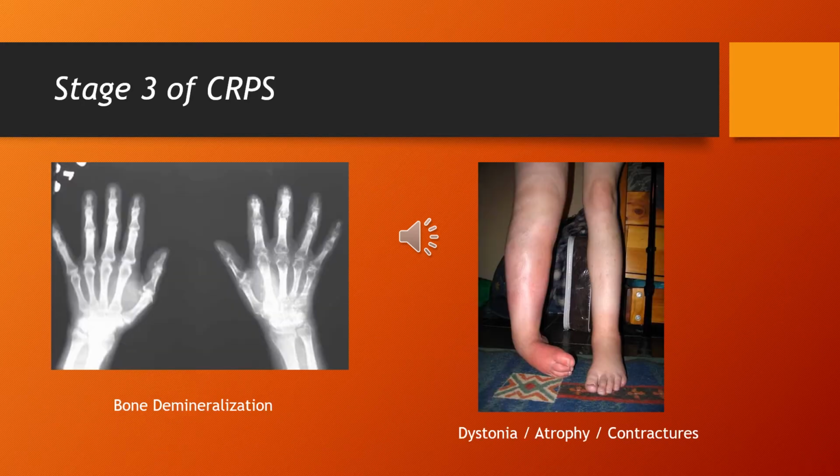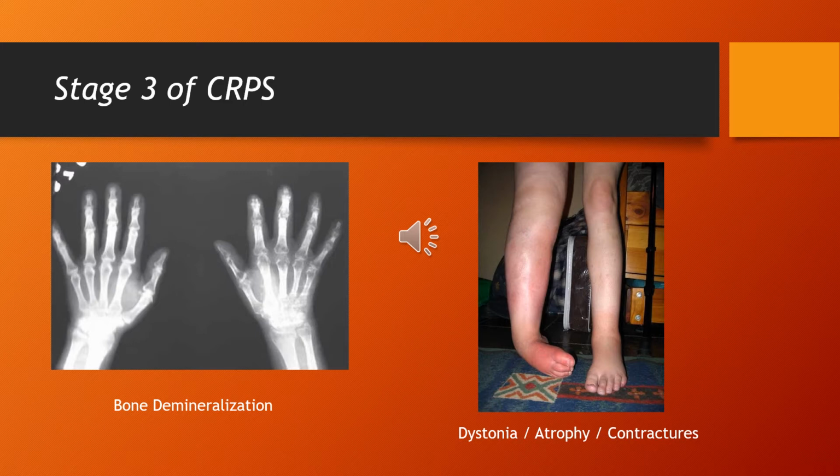Let's take a look at a couple examples of CRPS. First off, on the left side, you have an X-ray of the individual's hand. As you can see, the right hand is much more osteoporotic and actually osteopenic than the left hand. And you can see those in the phalanges, the distal phalanges, the proximal phalanges, and you can actually see this in the carpal bones of the right hand as well. Moving even more proximal, you can see that in the radius and the ulna in the right as compared to the left. So the bone demineralization begins here.